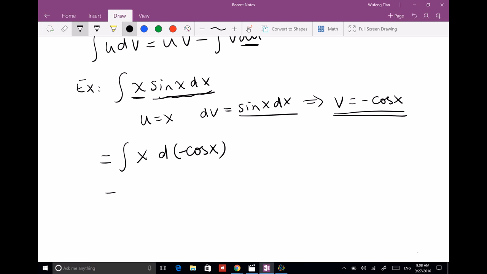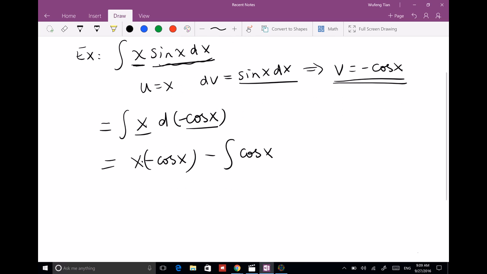Okay, then you use the formula uv minus the integral of v du. uv, so it's x times negative cosine x. This is not a minus, it's multiplication. And uv minus v du: v is negative cosine x, and du, u is x. And then you have negative x cosine x plus the antiderivative of cosine x, which is sine x, plus c. That's it.